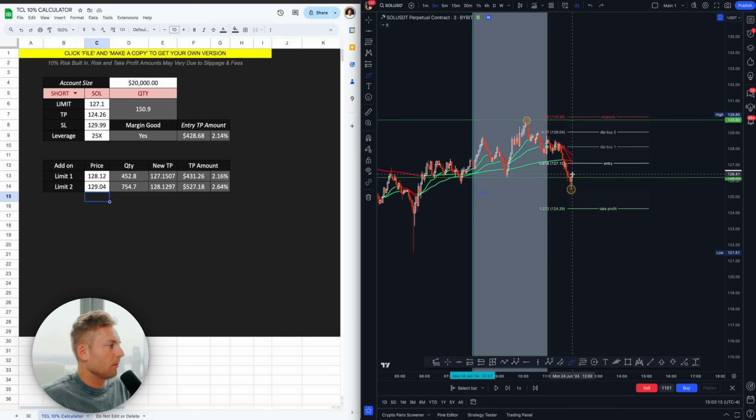Now, say for example, this comes up and touches our first dip by level. You'll notice off of this limit order, we actually have a new take profit that, when you set these up into the exchange, now our take profit level went from this value to 127.15, which would be right here.